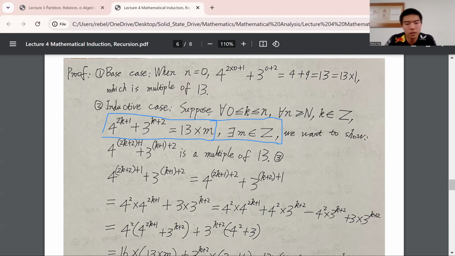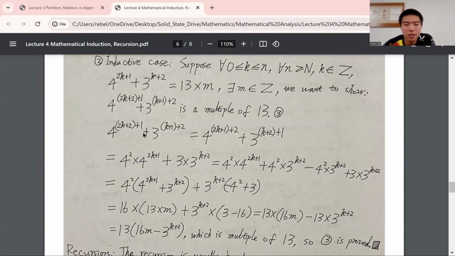So in that case, we first assume this is true, and we want to show that if k is replaced by k plus 1, this is also a multiple of 13. Notice I made a small mistake here. It's not a mistake, it's just a mistake in the writing form. So 2k plus 2 plus 1 is actually equal to 2k plus 1 plus 1, right? So actually it's good, but this is better for understanding it later. So I'll write it in this form. Remember this one and I'll erase it. Okay.